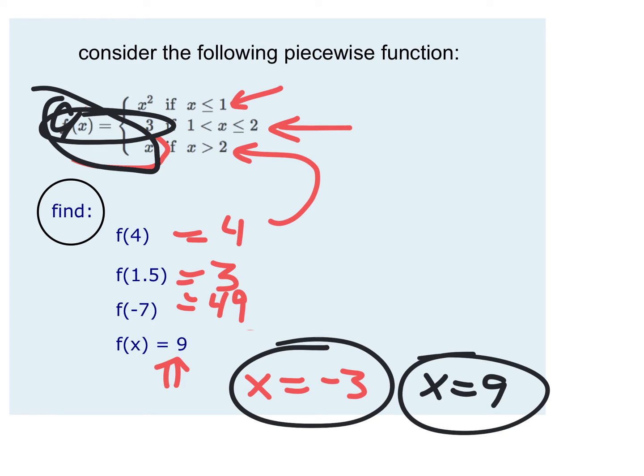So both answers. And you can't just give one of them. That's going to happen a lot in pre-calc, where you're going to have two answers, and you give one of the two. I can't even give you half credit.